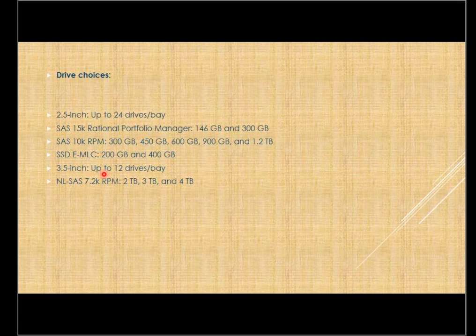And then again, 3.5 inches of drive. In case you want to have 3.5 inches of drive, you can have up to 12 drives per bay. The speed of the NL-SAS drive, as most of you know, is 7.2K RPM. So the size of the drive can be 2 terabytes, 3 terabytes, and 4 terabytes. Okay? So we can select any of these sizes as per our requirements.